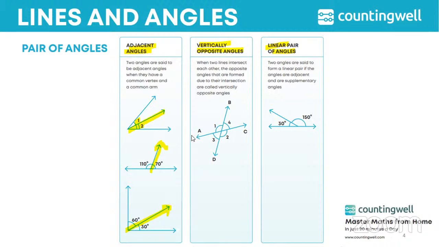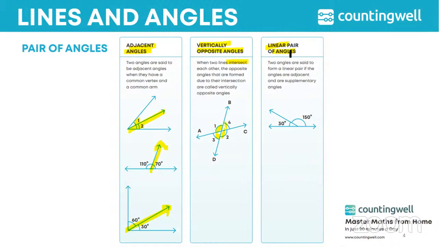Let us see what are vertically opposite angles. When two lines intersect each other, the opposite angles that are formed due to their intersection are called vertically opposite angles. So you can see angle 1 and angle 2 are a pair of vertically opposite angles. Angle 3 and angle 4 is a pair of vertically opposite angles. For vertically opposite angles, you should have two lines intersecting each other so that you will get opposite angles due to their intersection.